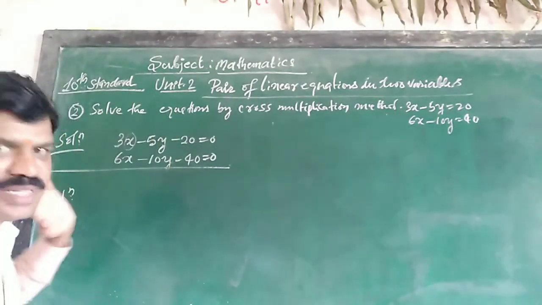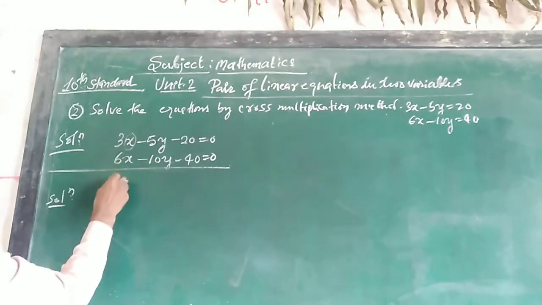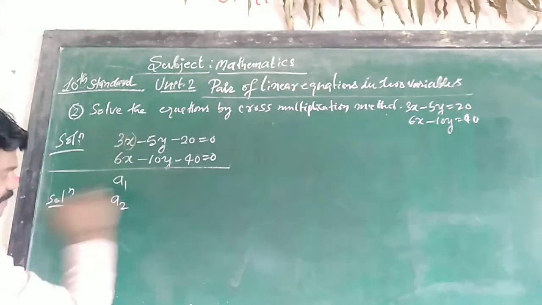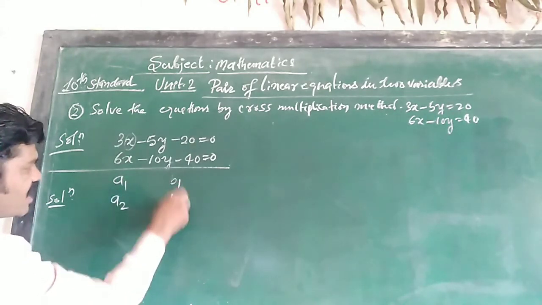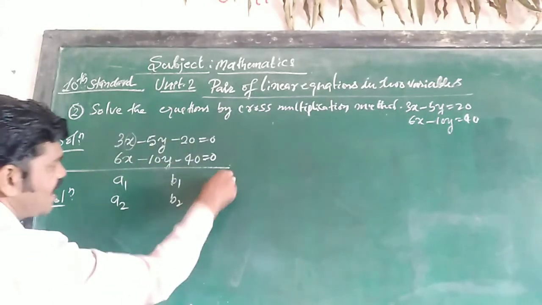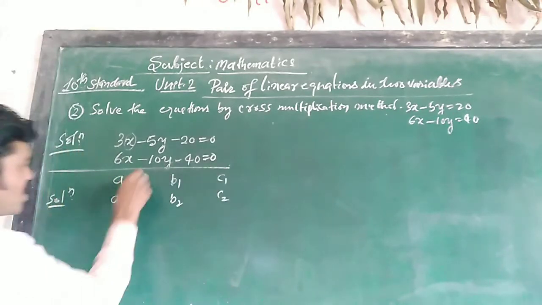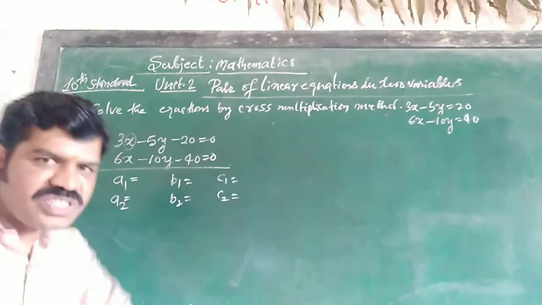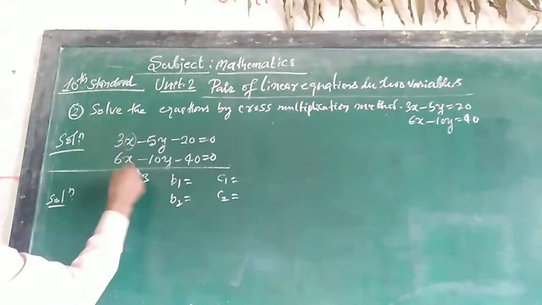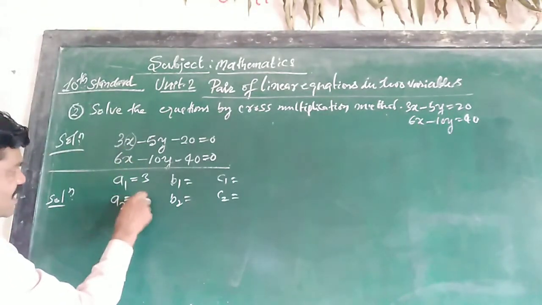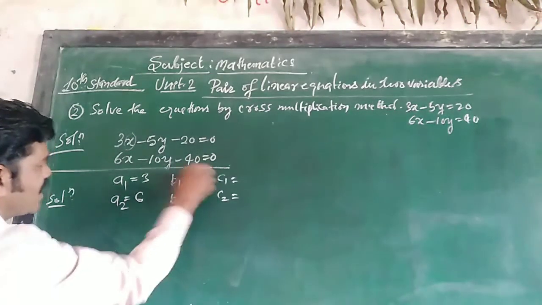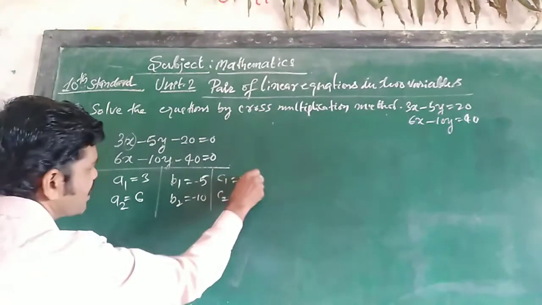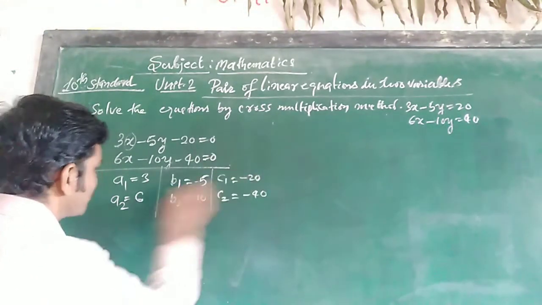Before that, we have to extract the values of a1 and a2. a1 and a2 are the coefficients of x, b1 and b2 are the coefficients of y, and c1 and c2 are the constants. We need to extract these coefficients and constants. a1 is 3, b1 is minus 5, a2 is 6, b2 is minus 10, c1 is minus 20, c2 is minus 40.